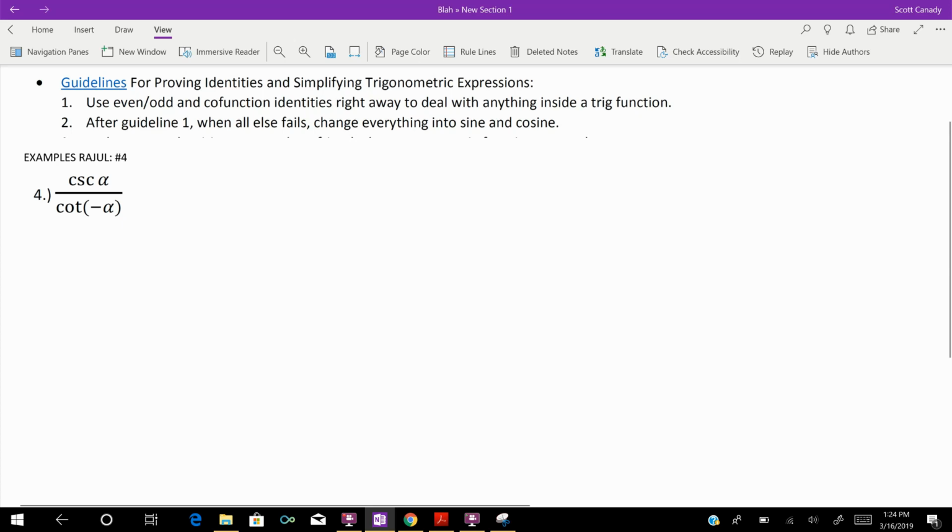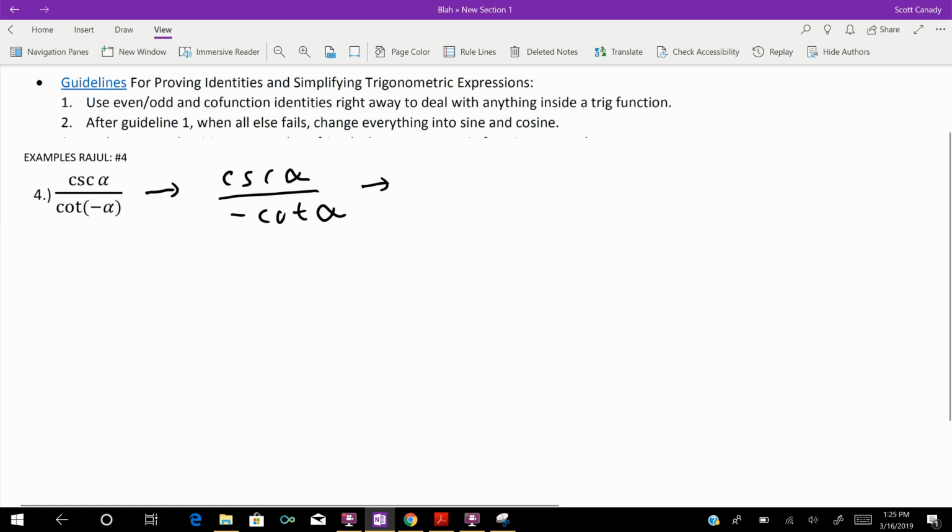Okay, folks, we're going to do examples, problem number 4. And again, we're using the first two guidelines from our notes. The first guideline says we're going to use even and odd cofunction identities to deal with anything inside our trig function. On the denominator here, we've got cotangent of negative alpha, and we know that cotangent of negative alpha becomes negative cotangent of alpha. So this is going to become cosecant of alpha over negative cotangent of alpha.